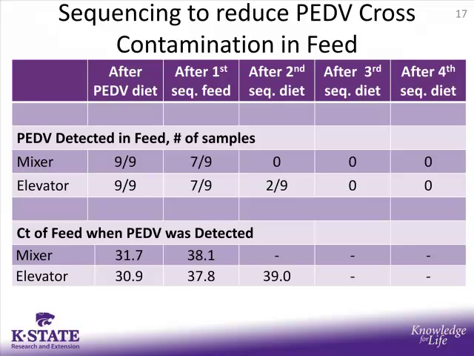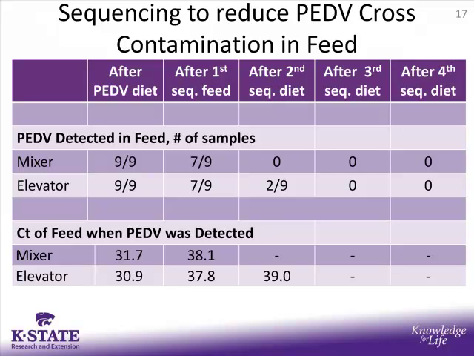However, samples collected after the first sequence diet, only 7 of the diets were positive for PED. And then with the sample collected after the bucket elevator, there was actually 2 samples that were PED positive, even though we didn't have any from the feed that exited the mixer right there. And so sequencing 3 and 4 diets, we had no positive PED samples collected from the feed samples here.